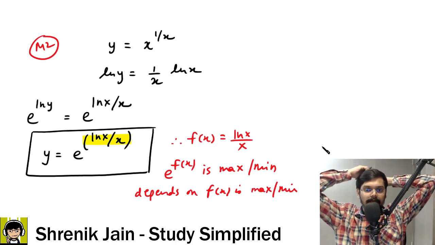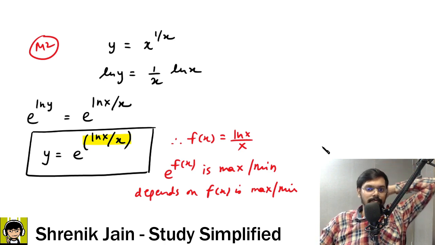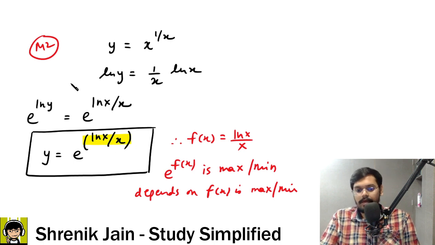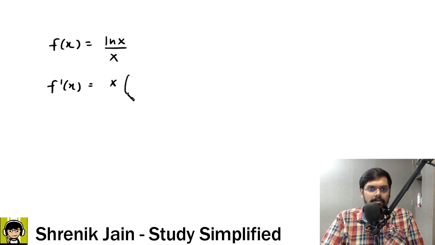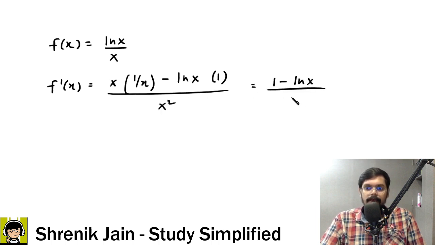Yes, f of x is ln x by x. So if f of x is maximum, the function is maximum. If f of x is minimum, y is minimum. Okay, sure. So now, sir, we have to focus just on this. Check it out. f of x is equal to ln x by x. So f dash of x would be equal to, you use your u by v format, x into the differentiation of ln x, which is 1 by x, minus ln x into the differentiation of x, which is 1, divided by x square. So this is equal to 1 minus ln x by x square.